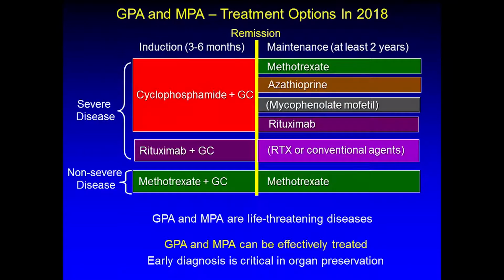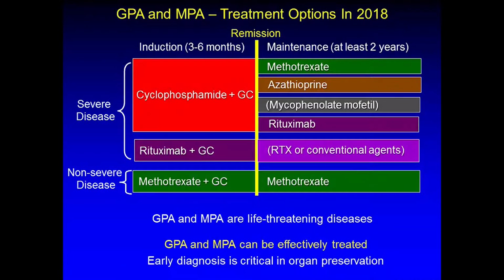Following the initial treatment, where active disease is put into remission, which is considered an induction period, these patients are then put on a maintenance regimen for at least 2 years or longer, which can include both conventional agents such as methotrexate, azathioprine, or to a lesser degree mycophenolate mofetil, and increasing data with the use of rituximab as maintenance as well.